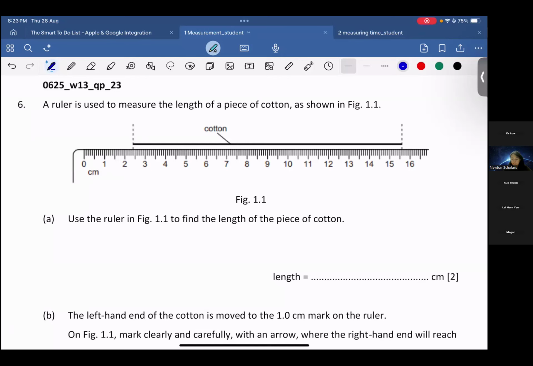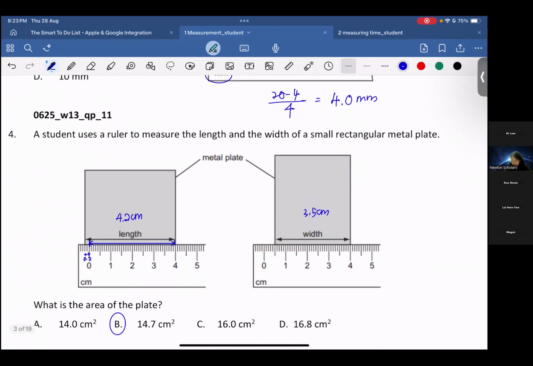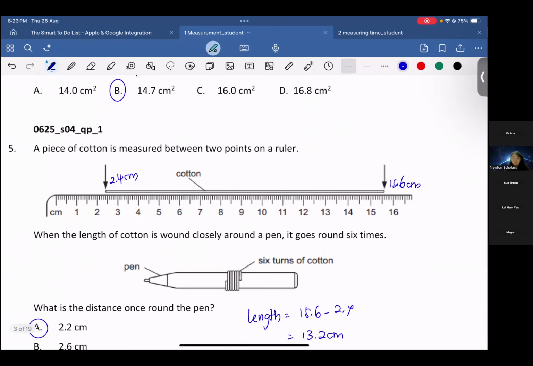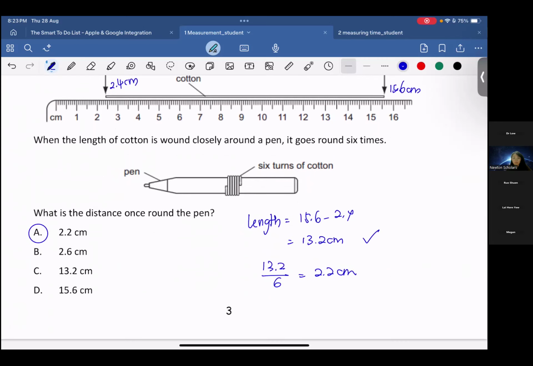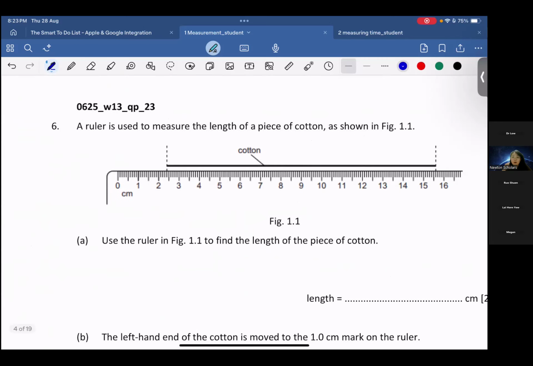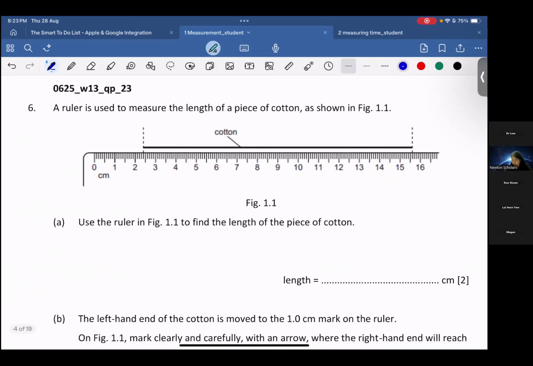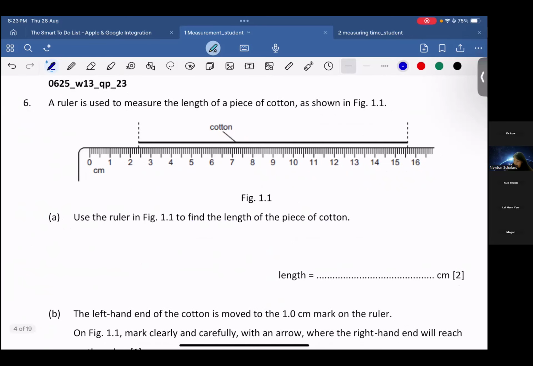I just noticed that they recycle the diagram. This is the 2013 question, and the diagram is the same as what we just did, 2004. They recycle the diagram, so the answer is the same as what we just calculated, 13.2. If we do more multiple choice questions, we will find that some of the questions keep repeating. So if we do more past year questions for paper 2, sometimes we can score very high marks for that paper.